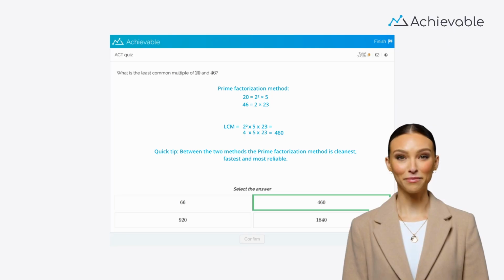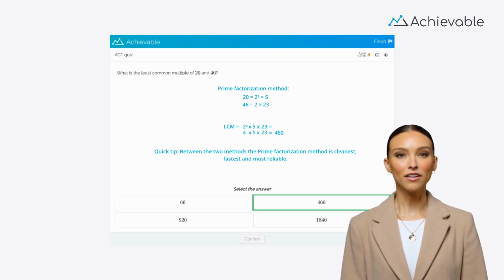Quick ACT tip: when listing multiples gets messy, switch to prime factorization. It's clean, fast, and reliable for finding the least common multiple.